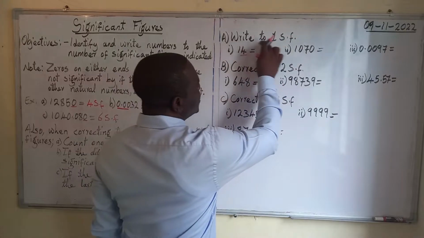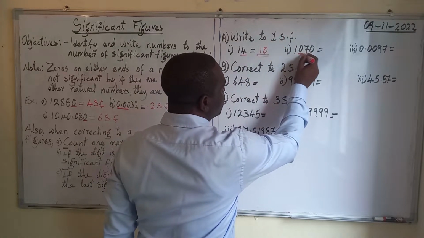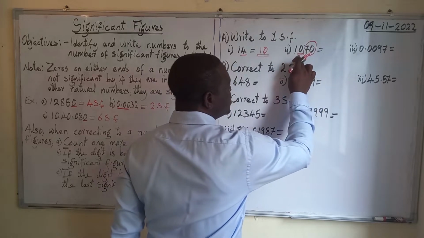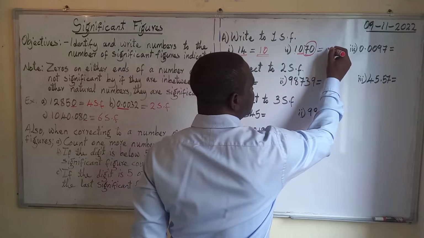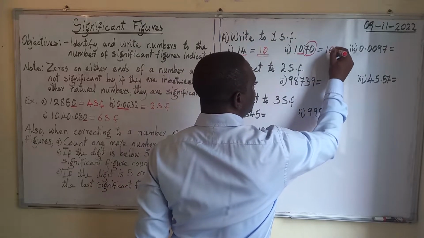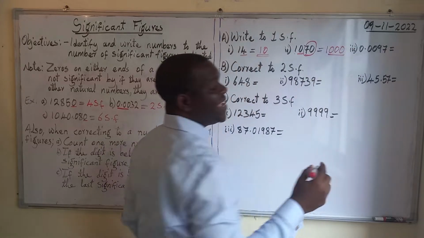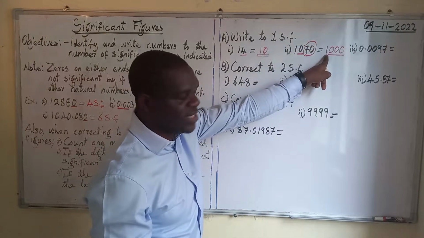Roman 2, to one significant figure, I count one more. So I'll count 1, 2, and my eyes fall on 0. This automatically will be suppressed. If this is not up to 5, you don't add anything here. We maintain 1. Here, you maintain 0, and these ones we change to 0. Remember, these zeros are not significant. So here in this, we have only one significant figure.